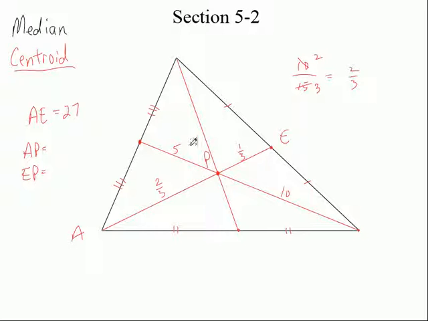Just answer my question. I'm not looking for the answer right now. I just want to know how to find the shorter section. Divided by 3. That's right.